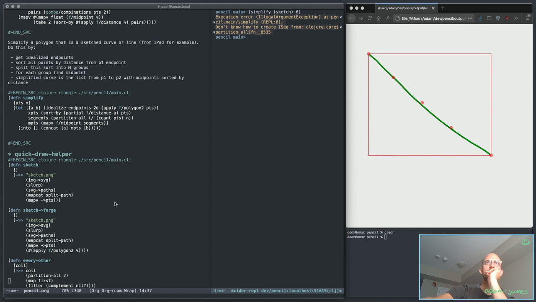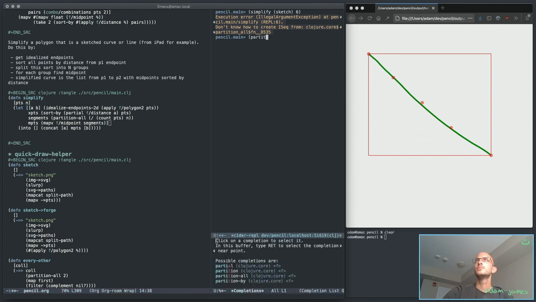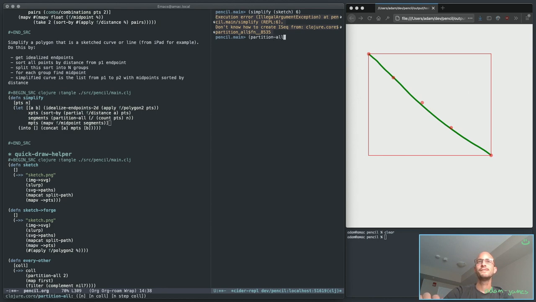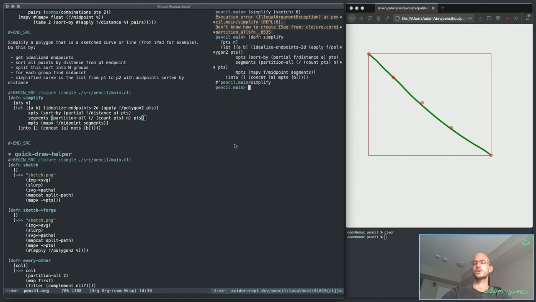Okay, partition all. Oh, here. I didn't partition all. I didn't pass it the collection, of course. I just gave it a number, so it's not a set, it's not a sequence, right? So partition all by that number, the points. There we go. That should work now. Nope, now there's a different problem, which is totally fine.